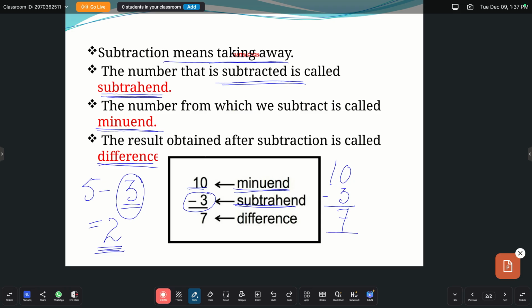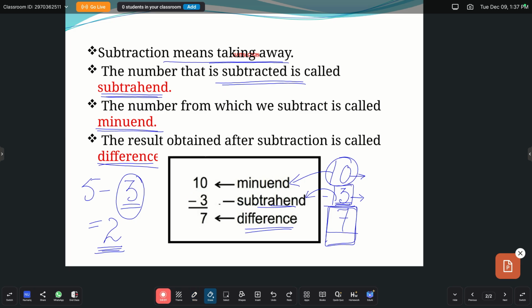And the number from which we subtract is called minuend. As in this case, I was having 10 pencils and I subtracted 3 pencils from these 10. So I subtracted 3, so 3 is my subtrahend. Subtrahend is the number that is subtracted, or the number that is taken away, and the number from which we subtract is called minuend. And the result that we get after subtraction is known as difference.